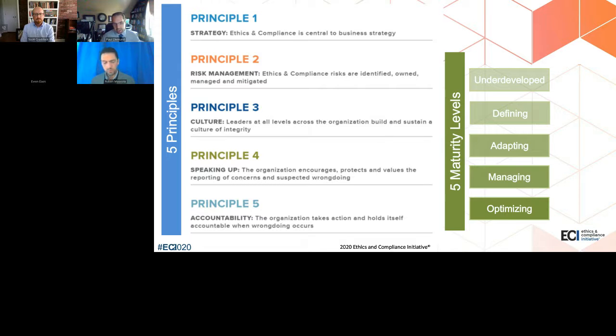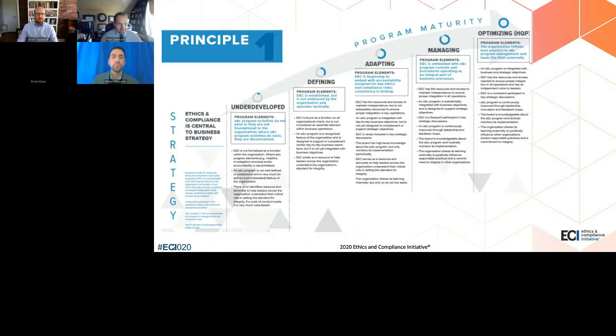So it doesn't mean that all 5 principles are going to be at the optimized level. There could be certain levels that are at the underdeveloped or developing level, defining level, while others are more advanced. That said, if we look at principle 1 in a little bit more detail, we can see that from a strategic perspective, looking at the underdeveloped all the way up to optimizing, just how embedded is strategy, is the E&C program within the strategy of the company?